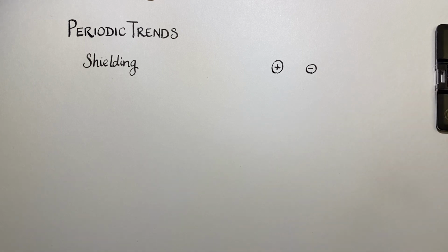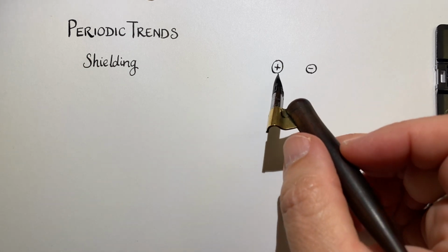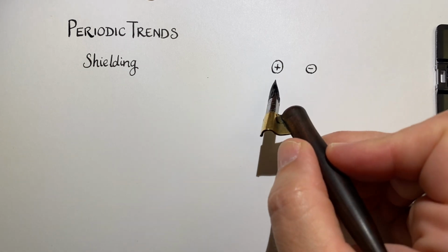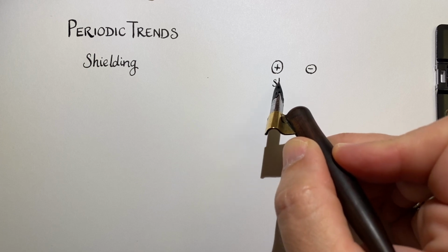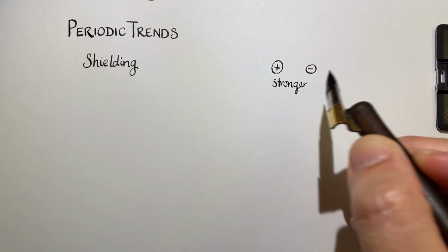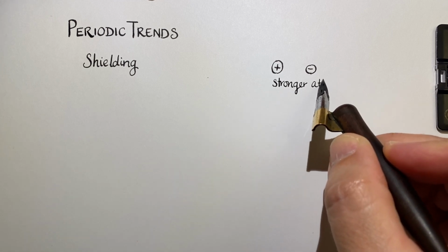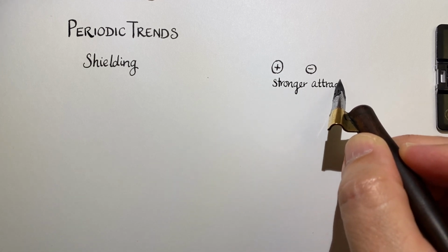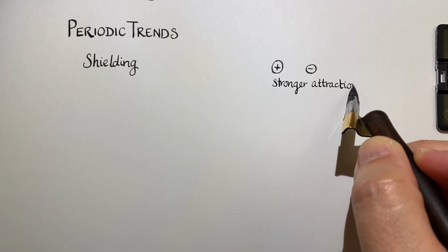Okay, so all of that is related to something called Coulomb's law, but we don't need to write out the formula or do any calculations. We just want to know these concepts. So the stronger attraction comes from those two things.